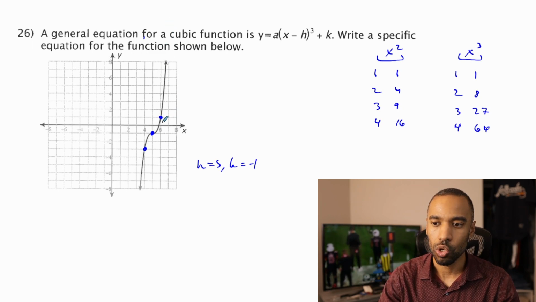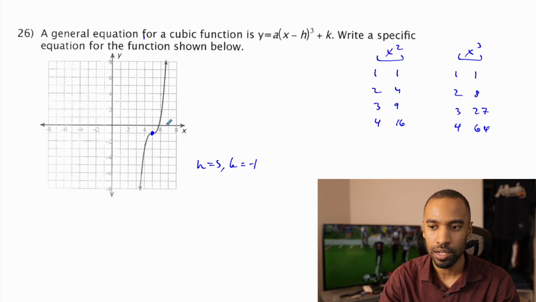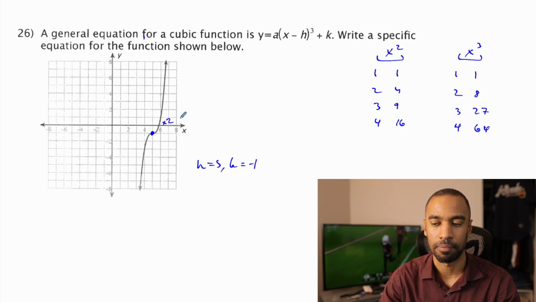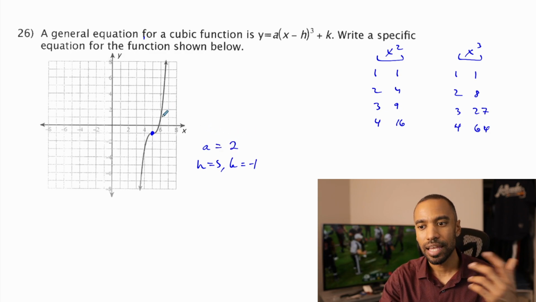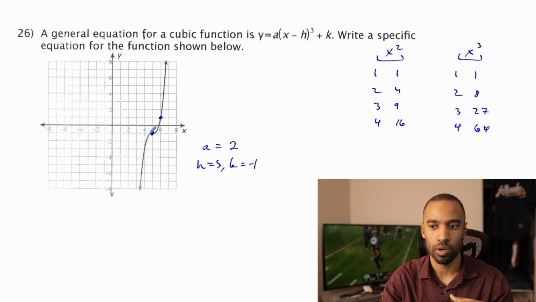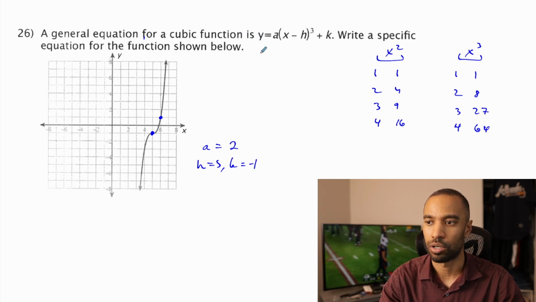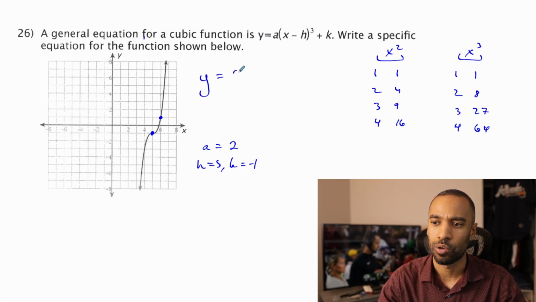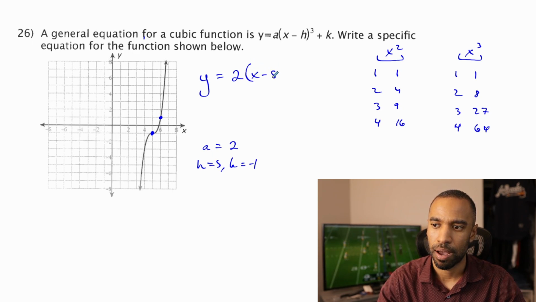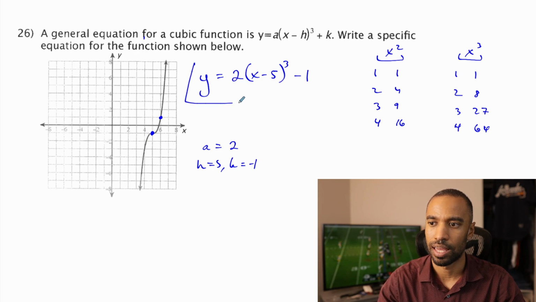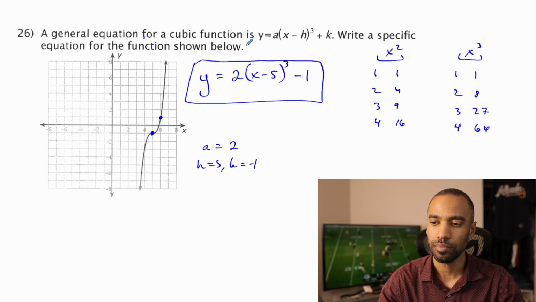So now that you see that it's a 1, 2 instead of a 1, 1, what you're telling yourself is we're doubling that height. You know what? That means the a value is 2. And that's what we got to do. We just got to recognize instead of 1, 1, it's 1, 2. The a value is 2, and that can help us make our equation, which is y equals 2 times x minus h, minus 5, cubed plus k, which is -1, and that is our equation.